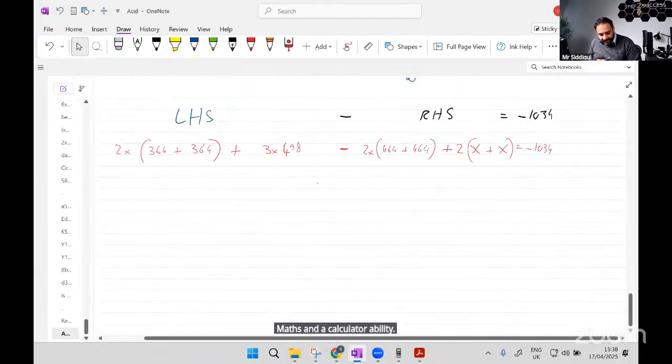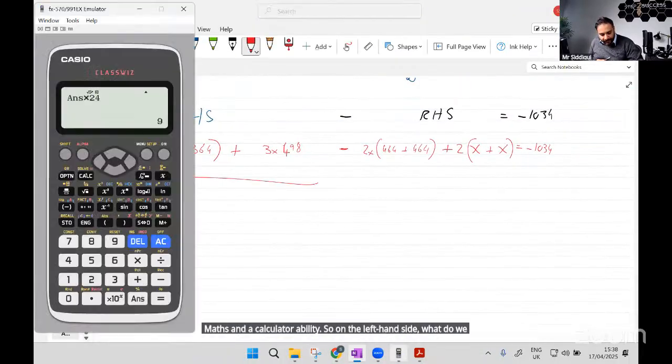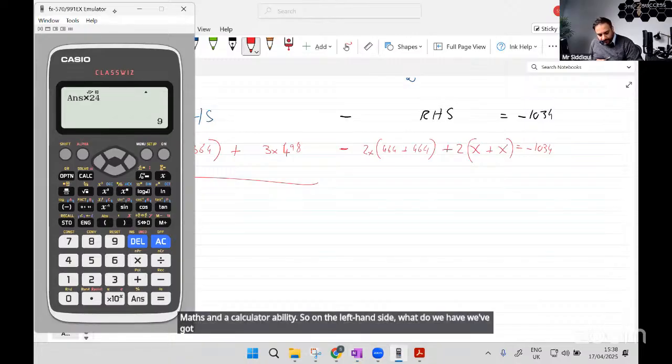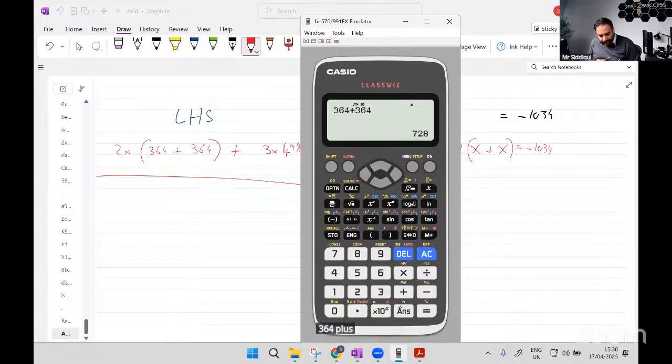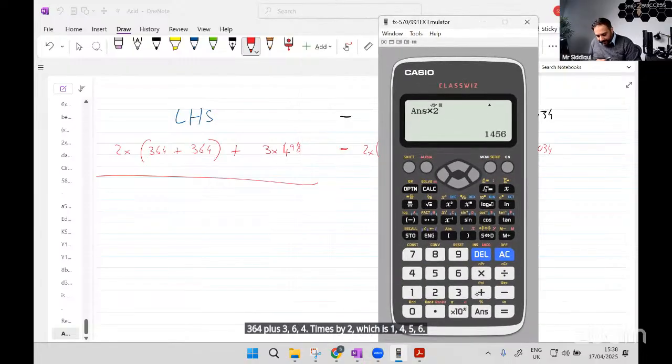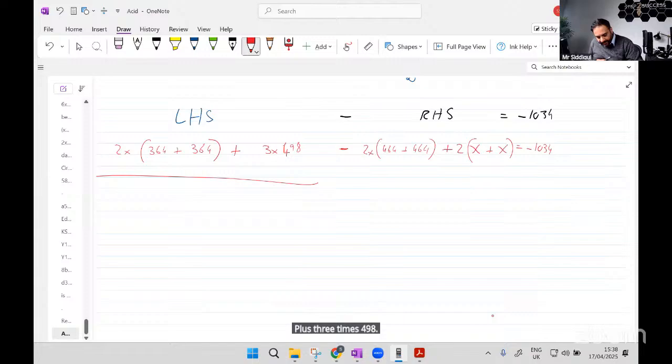So on the left-hand side, what do we have? We've got 364 plus 364 there, times by 2, which is 1456, plus 3 times 498, which is 2,950.